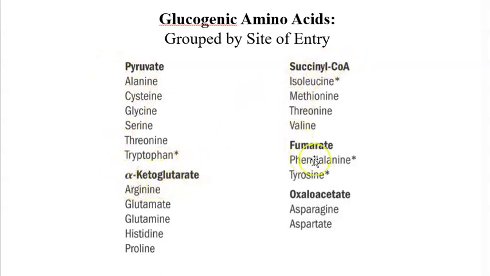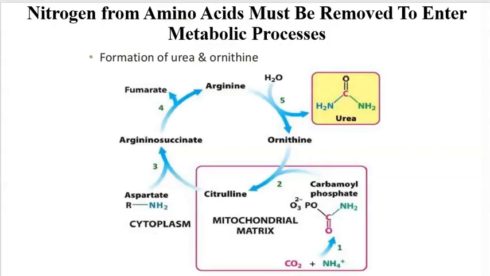Alpha-ketoglutarate, succinyl-CoA, fumarate, oxaloacetate. So a lot of amino acids will be able to be entry points into the metabolic processes we'll talk about later that generally involve glucose or glycolysis. Sometimes there are some enzymes necessary for converting these amino acids into these steps, but we generally have those available to us in our bodies.